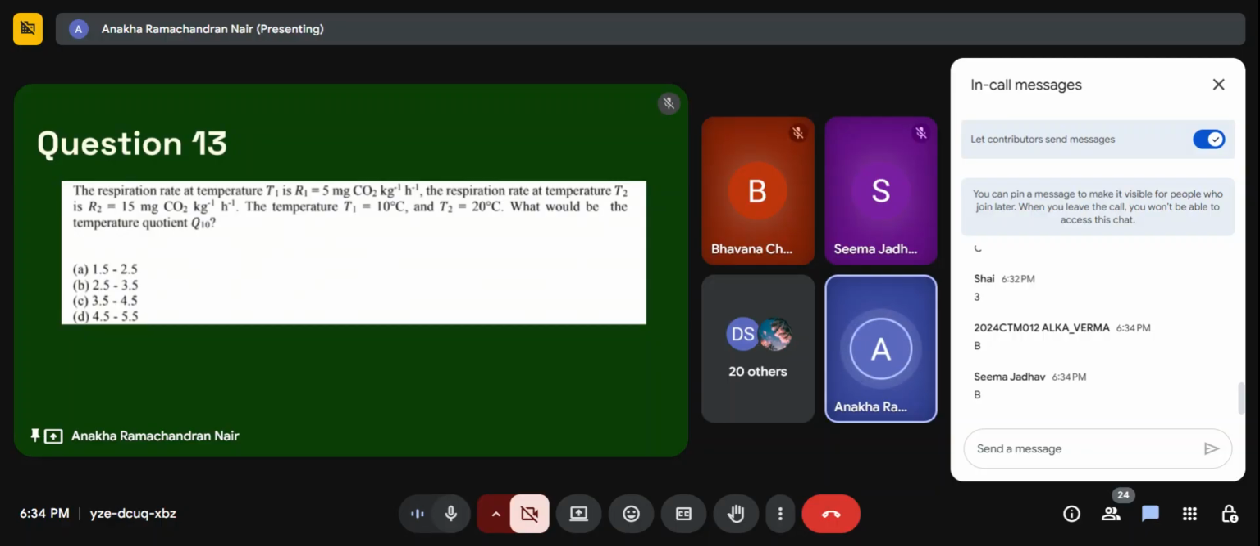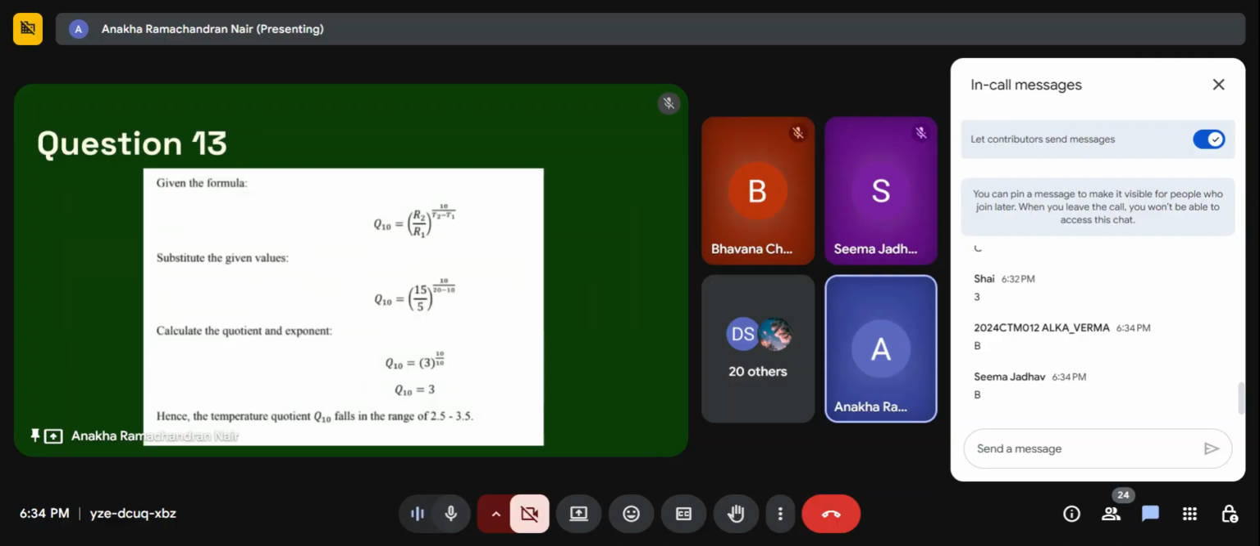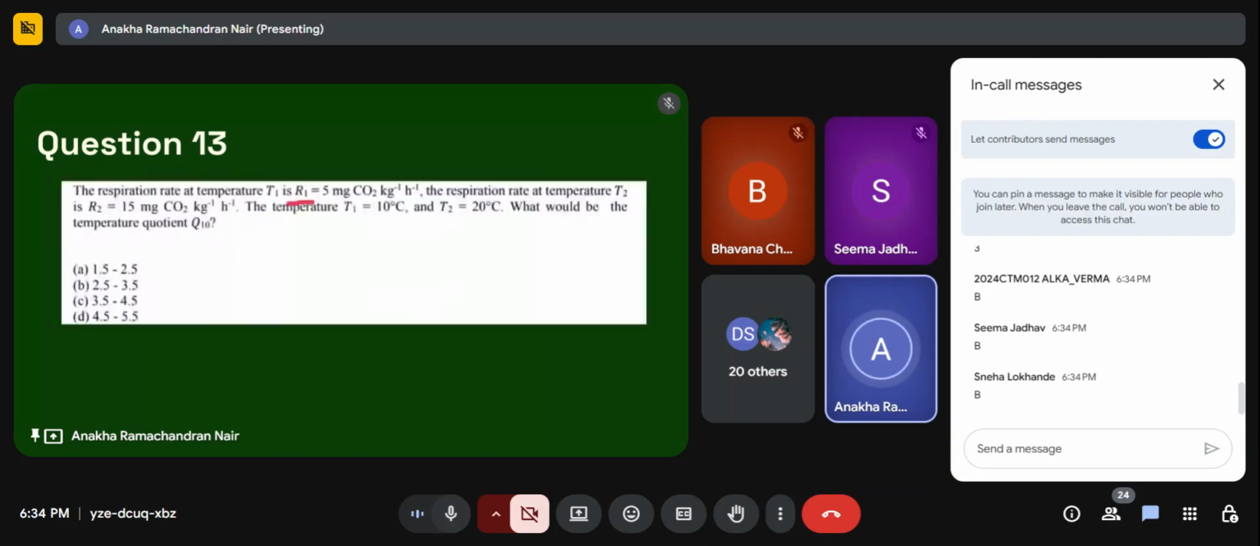So you guys are selecting option B. All right, so let's solve this question. The formula given to you is Q10 equals (R2 by R1) to the power 10 by (T2 minus T1), where R1 is the respiratory rate 1, R2 is the respiratory rate 2, T1 is the temperature 1 and T2 is the temperature 2, right?